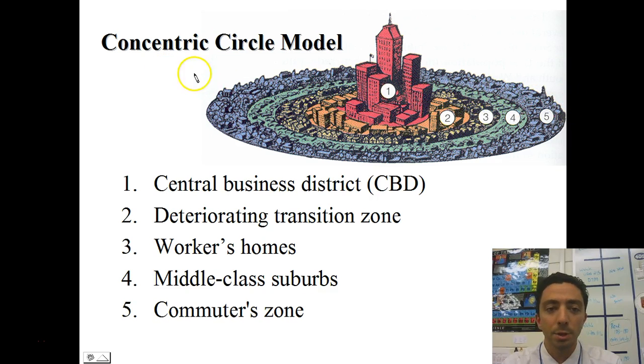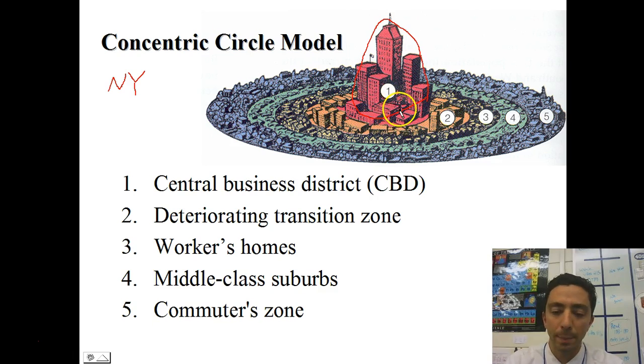So the first one is the concentric circle model. And so we're kind of building around this central district here. An example of this is New York City. If you look at New York City on the map, the central district kind of happens right in the middle of the map. And then you get some other things out around them.